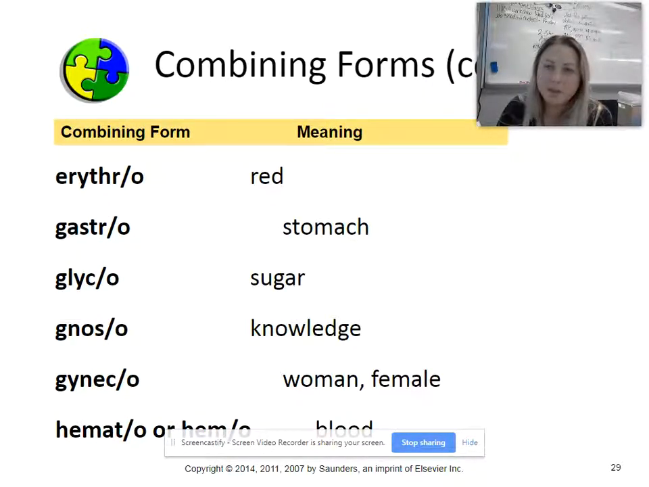Erythro means red, like erythrocytes are red blood cells. Gastro, we already talked about, stomach, like with a gastroenterologist. Glyco is sugar. So glycogen is sugar. Glycolysis is the process of breaking down sugar.